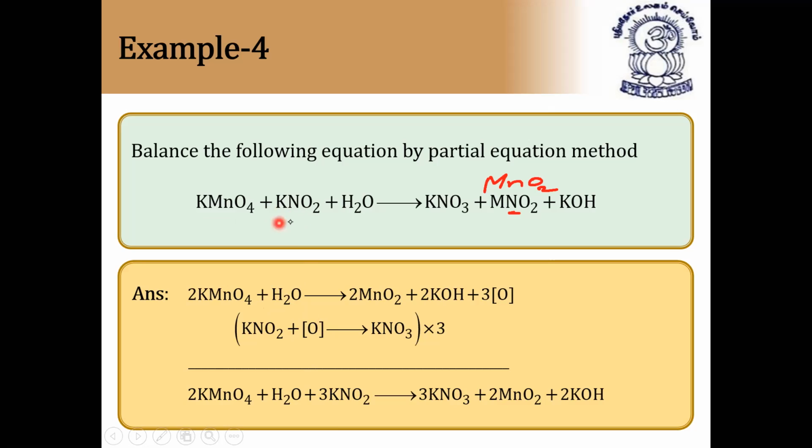KNO2, because KNO2 is the major reactant. So the nascent oxygen, 3 moles of nascent oxygen, is combined with KNO2 and forms KNO3 into 3. So like this, the equation is balanced. I hope it is clear.